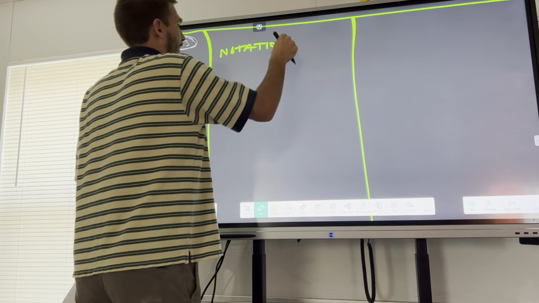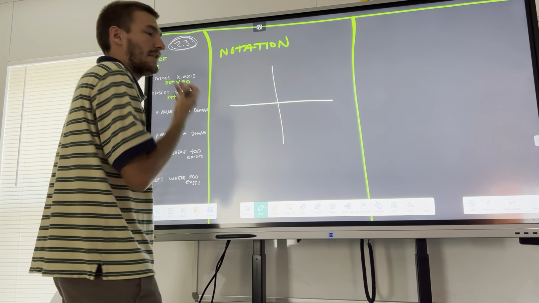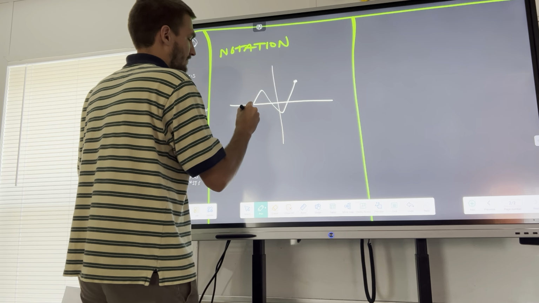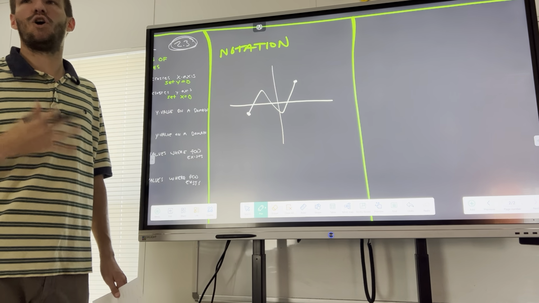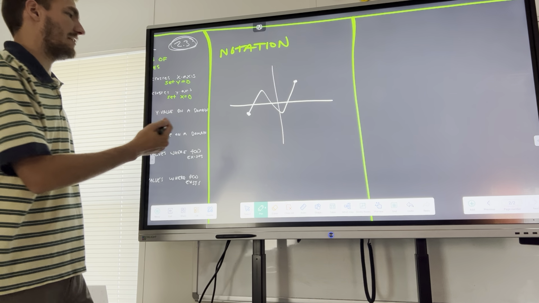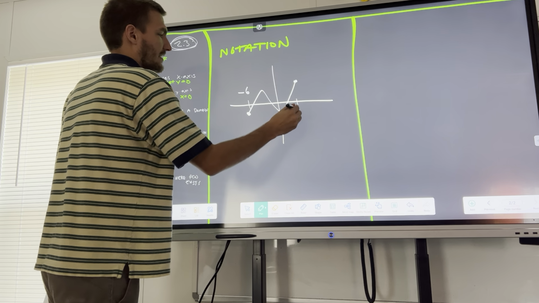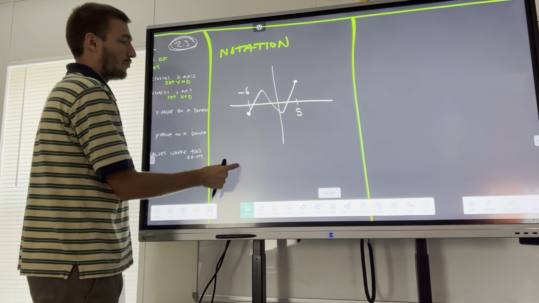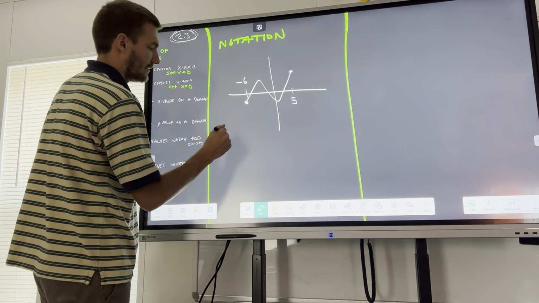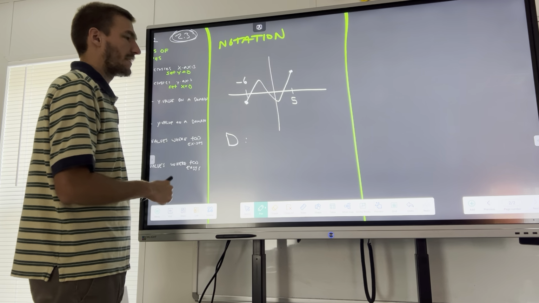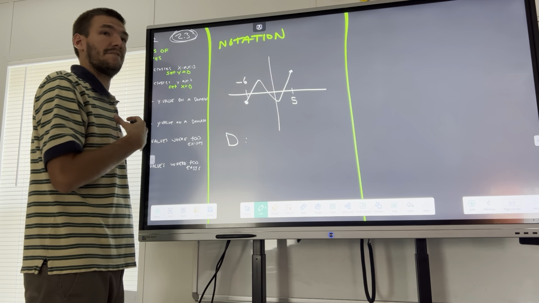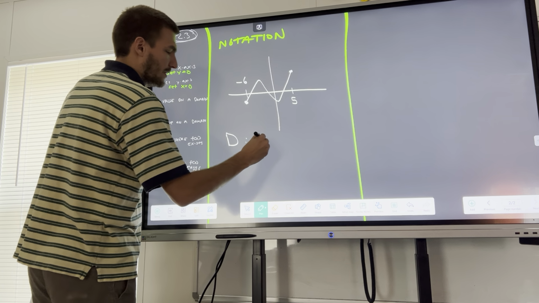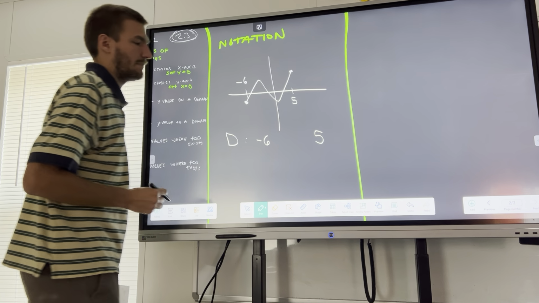Notation. If you have a graph and you have a domain, and let's just say our graph looks like this, and it's not going to be all real numbers. It's going to be from -6 to 5. We need to set up a domain. A lot of times we'll put a big D for domain. And then we need to go from -6, that's our small number, to +5, that's our biggest number. And so I'll put -6 and I'll put +5.